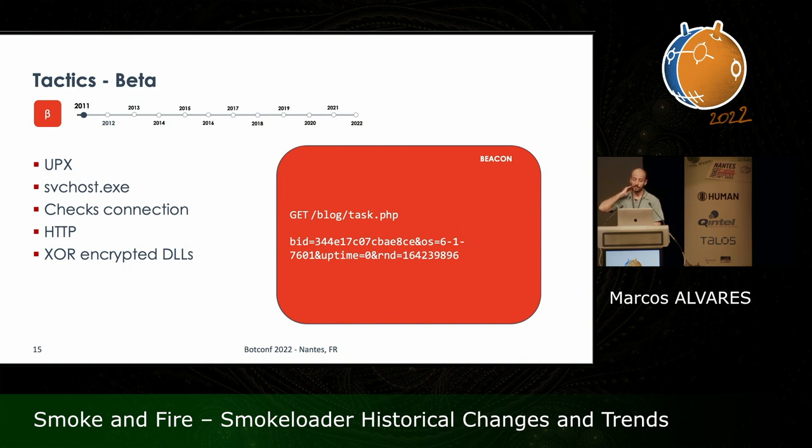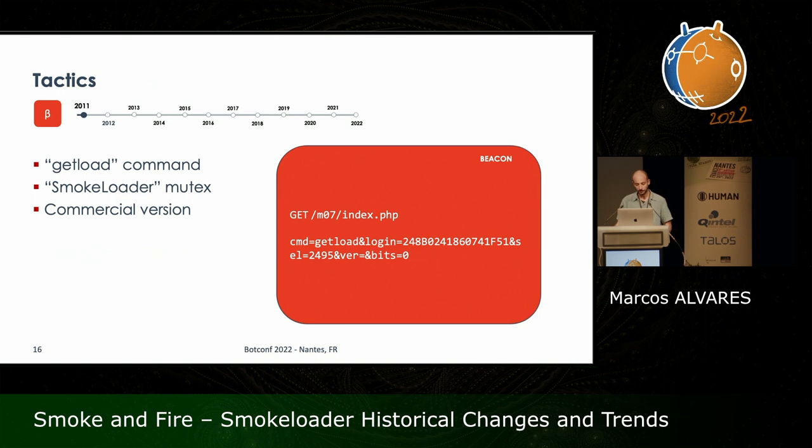And then it connects back to the controller using HTTP. Everything in plain text, just visible and cacheable. And this is an example of the beacon for the sample I was analyzing. Then the controller is going to send back that big package, XOR encrypted, containing some DLLs, and those DLLs are going to be saved.